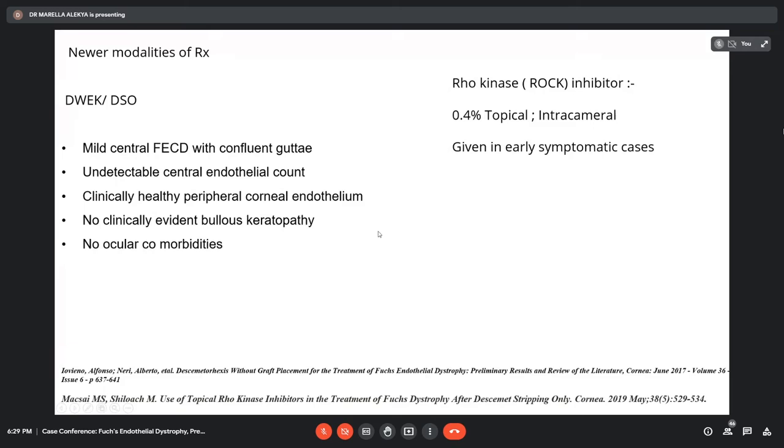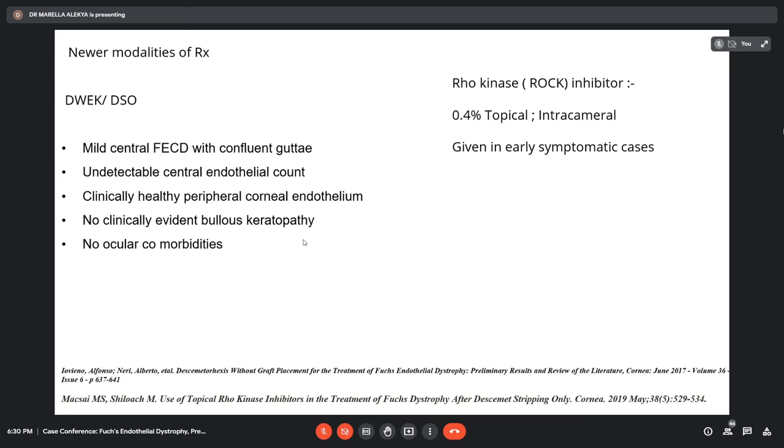Just a second. So the Descemet stripping without transplanting donor Descemet's is the DWEK procedure. That is done for only stage 1 or 2, where there is not much stromal change, only a localized small area of guttae. The idea is to remove the faulty endothelium and let the healthy surrounding endothelium slide and function. And this also has very controversial results. Some have shown good improvement, some have shown not much improvement.